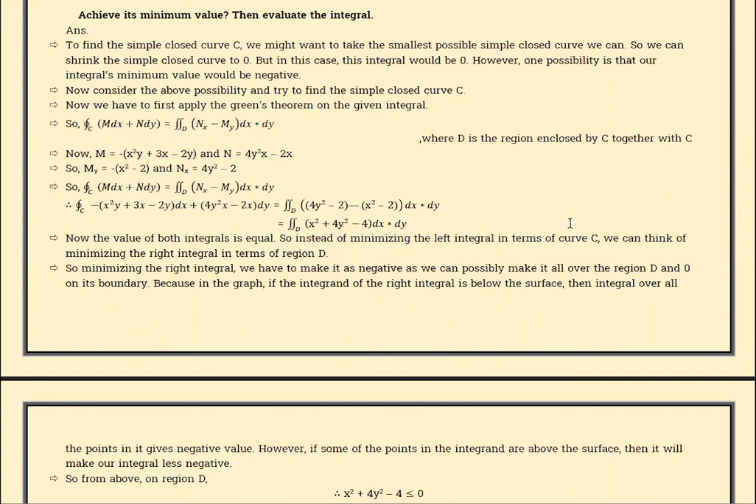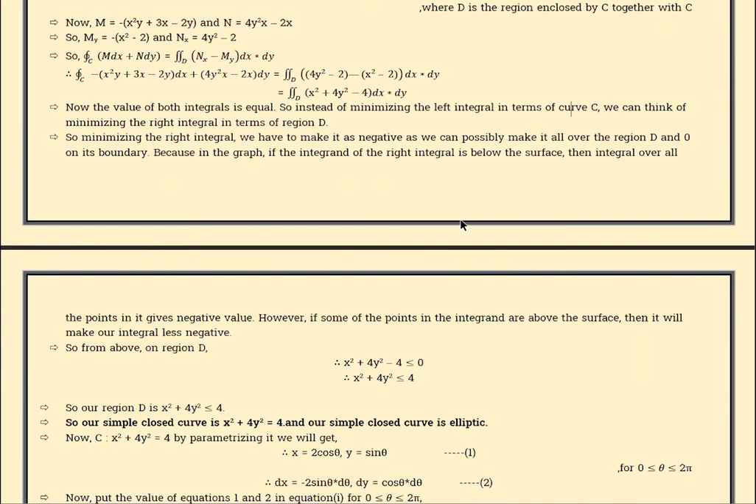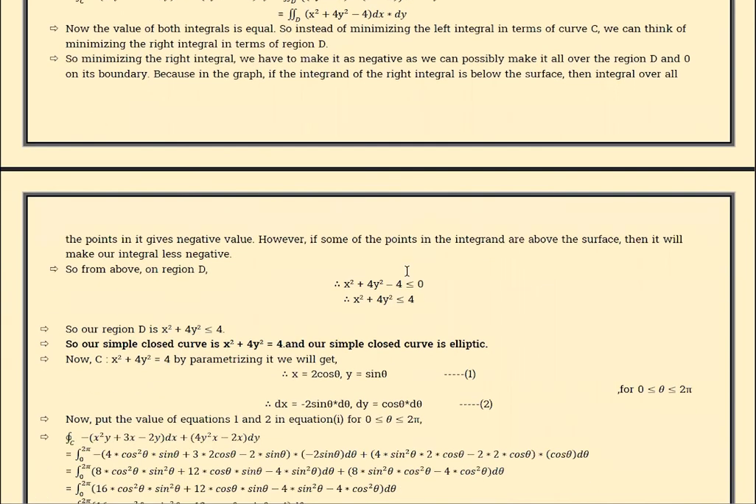But if we choose that all the points on this equation are below the surface, then we can say that our whole region is negative. So now we find the volume of this. Our complete volume becomes negative, as we want, and that's the minimum value. So from that, we can say that the equation x square plus 4y square minus 4 has all negative values, so x square plus 4y square minus 4 is less than or equal to 0.